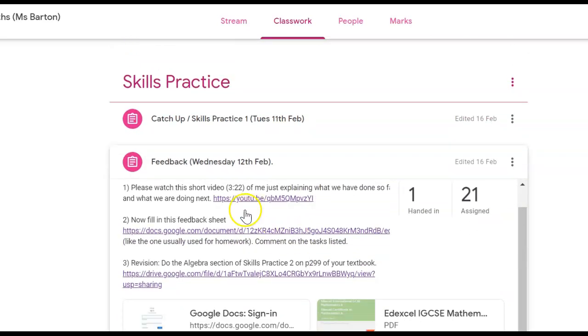And then I just wanted you to fill in the feedback sheet. So we're going to take a quick look at the feedback sheet. You will know if you've done this or not. So it might be worth having this open.